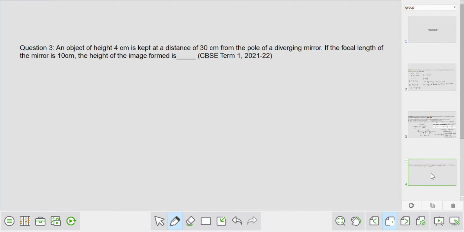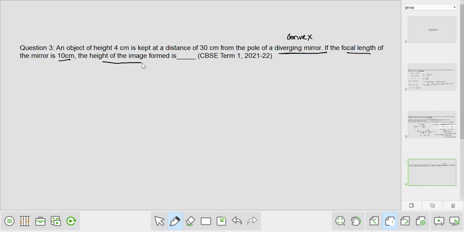So again, pause the video and try. Okay, I hope you tried and got the answer. Let's begin. The question says an object of height 4 centimeter is kept at a distance of 30 centimeter from the pole of a diverging mirror. So a diverging mirror is a convex mirror. If the focal length of the mirror is 10 centimeter, what is the height of the image?